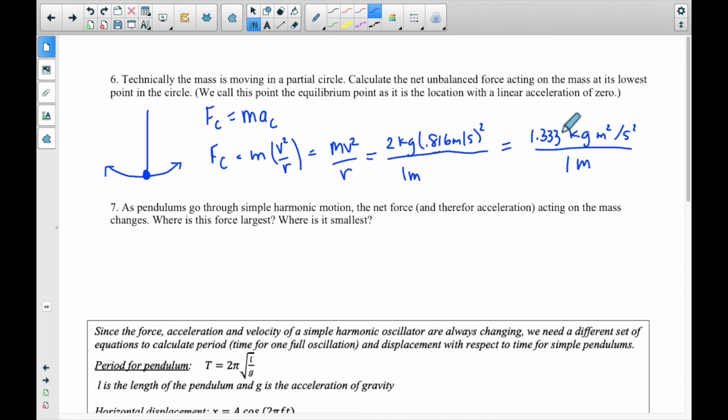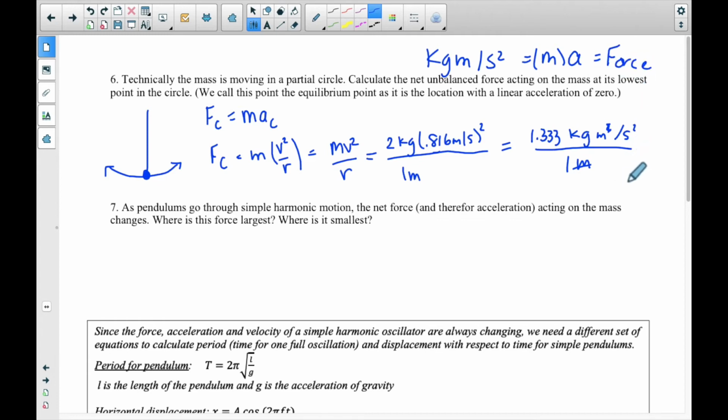That gives me 1.33. Looking at my units, I have a kilogram, I have a meter squared over second squared, and a meter here. This meter is going to cancel with this meter and leaves me with kilogram meters per second squared. I'm going to write that down. If we look at kilogram meters per second squared, a kilogram is mass, and meters per second squared is acceleration. That's our measure of force.